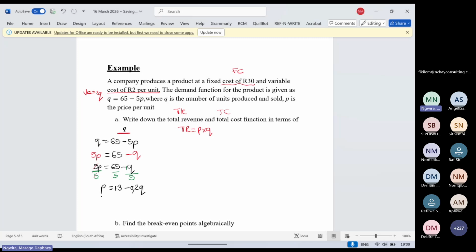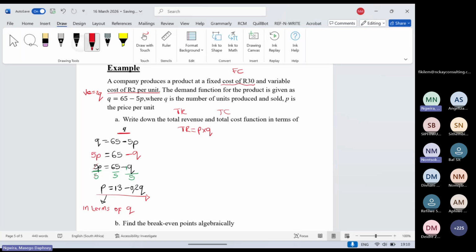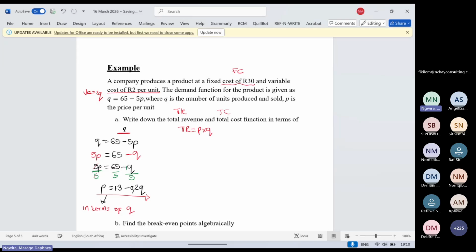All right. So this formula is in terms of Q. This is what we mean when we say in terms of Q. It means Q is independent. Now we have our demand function in terms of Q. Now we are going to solve for the total revenue. We have our P, so total revenue is equal to P, bracket 13 minus 0.2Q, and then times Q.